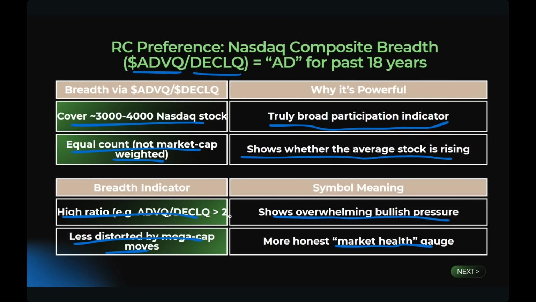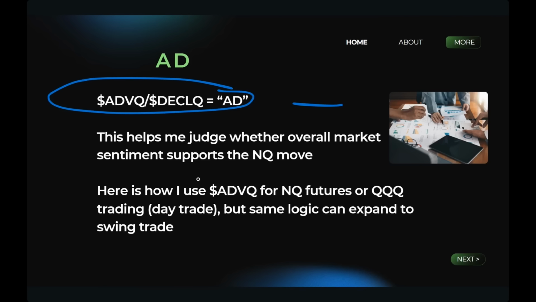Less distorted by mega cap moves. A more honest market health gauge. ADVQ divided by DECLQ, I call it the AD ratio. This helps me judge whether overall market sentiment supports the NQ move. Here is how I use ADVQ for NQ futures or QQQ trading for day trading, but the same logic can be extended to swing trading.